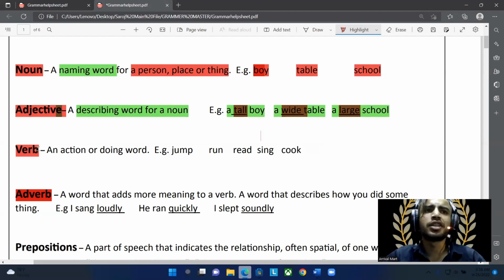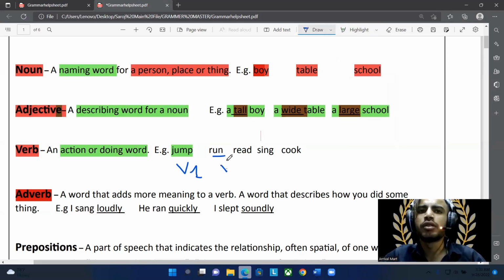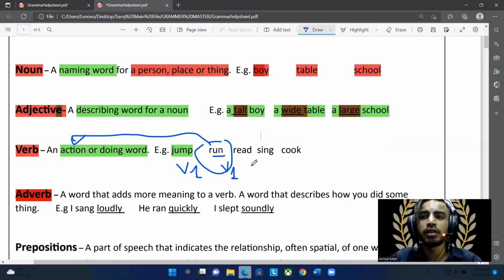Now let's understand the verb. What is a verb here? A verb is an action or doing word. For example, jump. Jump is verb one. Run is also verb one because it defines an action. A verb defines an action of doing something. Another one, read. Read is also verb one.